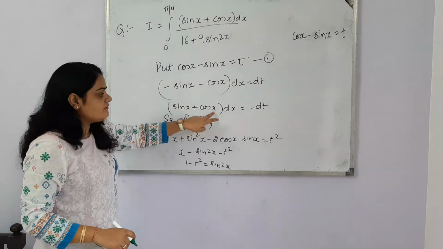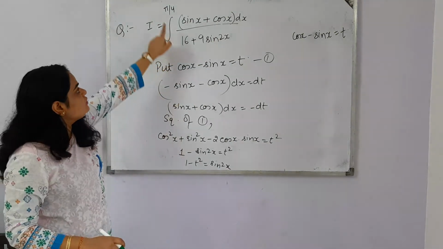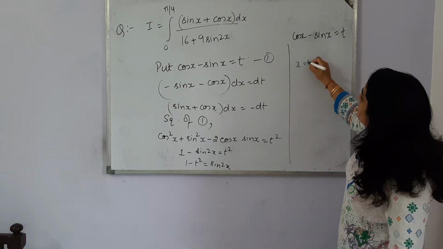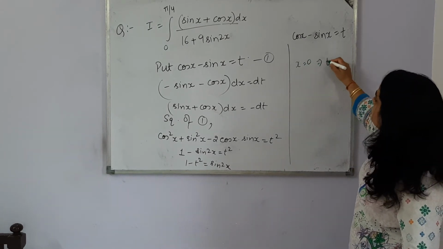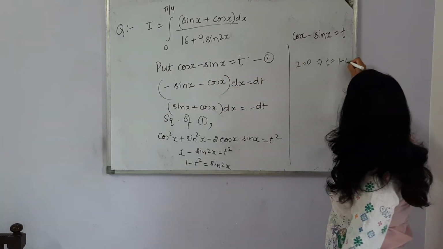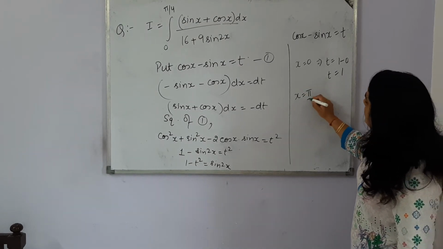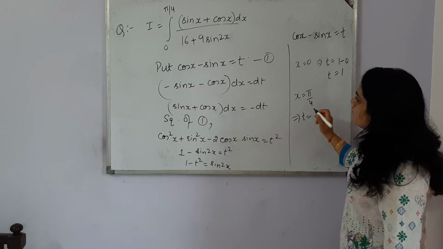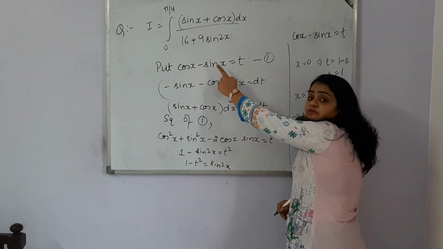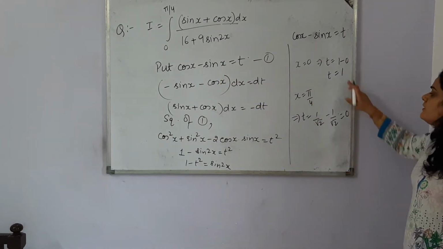We are having derivative, which is equals to minus dt, and sin 2x value is 1 minus t square. Now we need to change the limits as well. If x is 0, then t is equals to cos 0 1 and sin 0 0, which is equals to 1. And if x is equals to pi by 4, then t is equals to cos pi by 4 is 1 by root 2, and sin pi by 4, which is again 1 by root 2, it becomes 0. So our limits are 1 to 0.